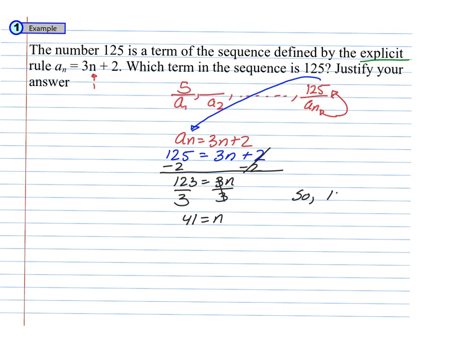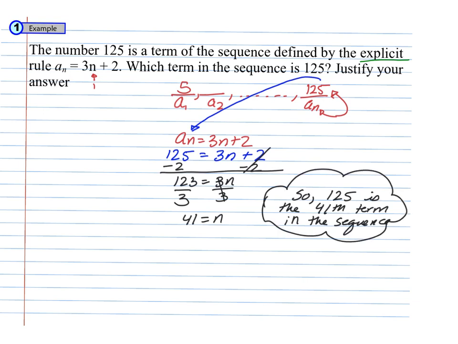So 125 is the 41st term in the sequence. And that's your answer. You are justifying by showing us your work and backing up your results.